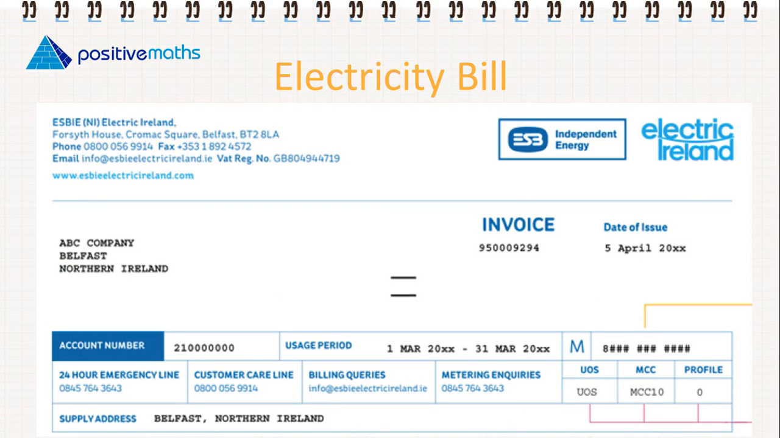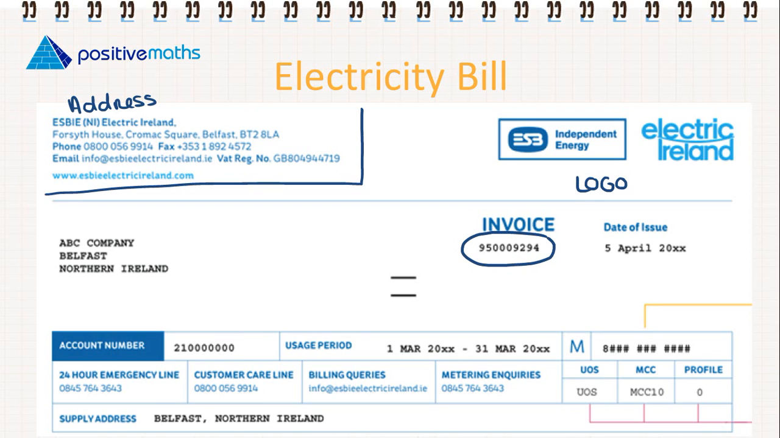Right, let's have a look at an electricity bill, just to see what it looks like, what information can be on the bill, and what information we are interested in. We will usually have the address of the company. We have the logo for ESB and Electric Ireland. We're given an invoice number here, so that's just to identify which bill they're talking about, and the date that it was issued on. Then here we will have the address either of the company or the household that's getting the bill. They'll be given an account number.